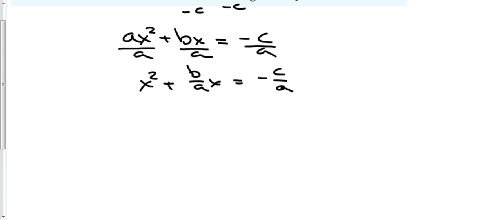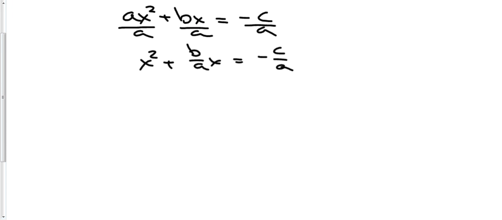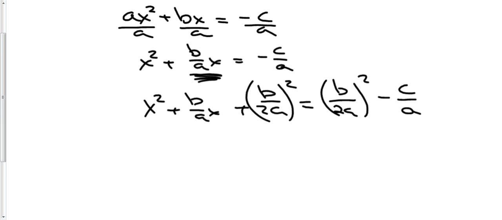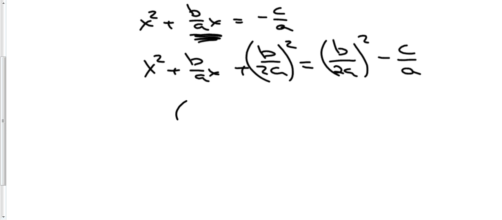Next, I'm going to actually complete the square. In order to do that, I need to look at the middle term, and I need to divide it by 2 and square it. So x squared plus b over a x, and then I'm going to take that middle term, divide it by 2 and square it. Okay, and now I've added an extra term to the left-hand side, so I'm going to do the same thing. I'm going to add it to the right-hand side as well. Okay. Next, let's factor the left-hand side. This factors into x plus b over 2a squared.